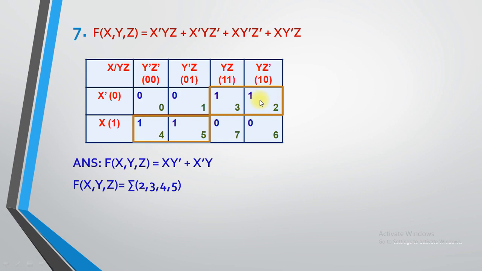Now after that you need to find that this particular cell contains x dash and y, and this particular cell represents x and y dash, right? So the output is xy dash plus x dash y. Any box you can consider first. There is no specific rule that first of all you need to consider this one and after that this one.